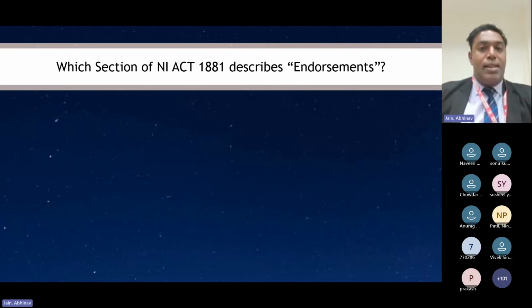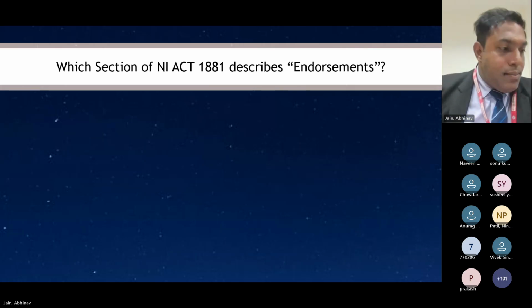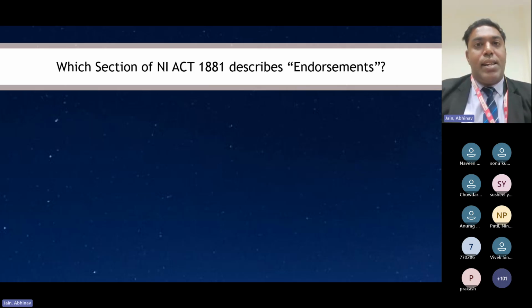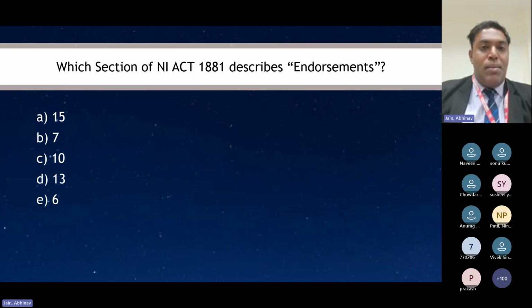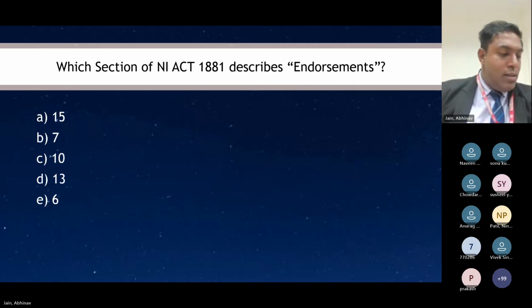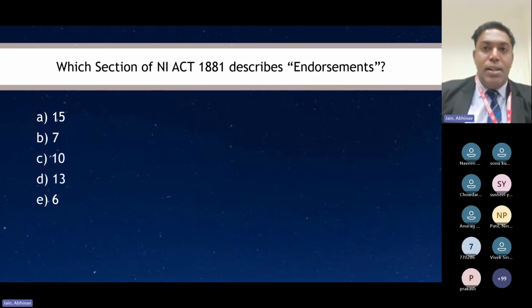Now, let us come to the next part. Which section of NI Act describes endorsements? Which section of NI Act talks about endorsements? Okay, some are writing 15, some are writing 10 as the answer. Endorsement is being talked about in which section? I request all to respond.